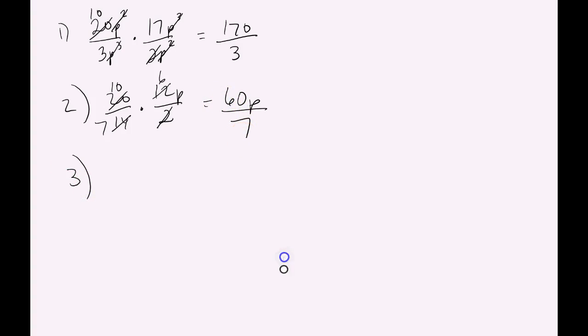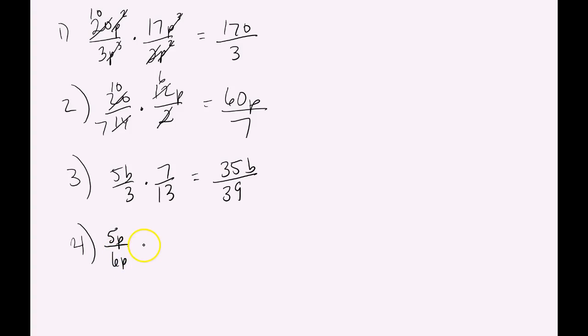Number 3. 5b over 3 times 7 over 13. Nobody cancels. This is the dreaded scenario of no one cancels, so you get to multiply it all out. Yay!